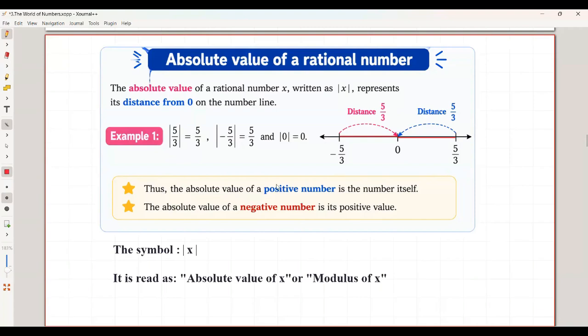The absolute value of a positive number is the number itself. The absolute value of a negative number is its positive value. So negative is also considered as positive. This symbol, you can read it as absolute value of x or modulus of x.